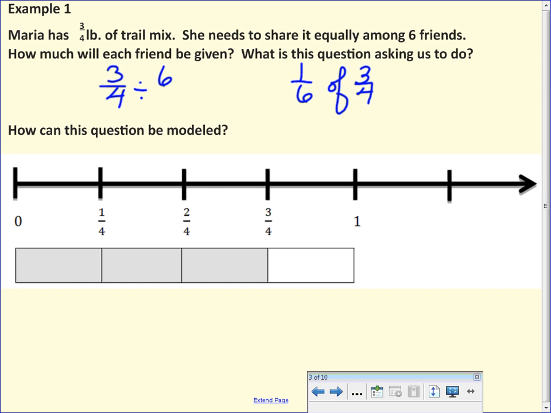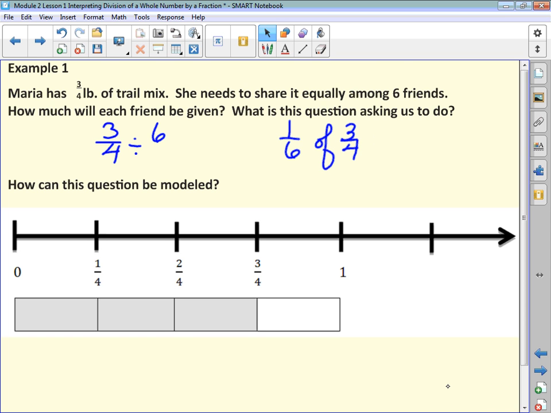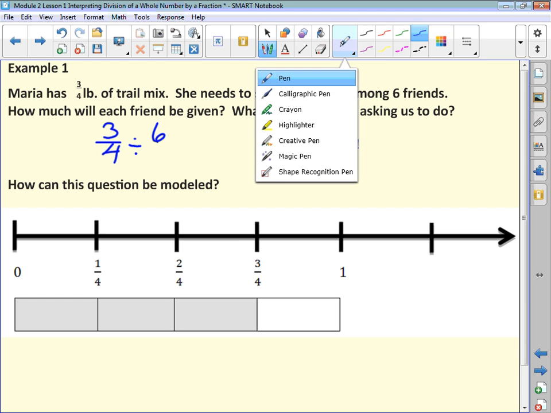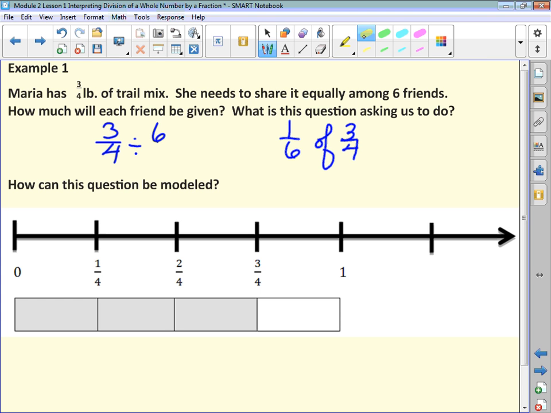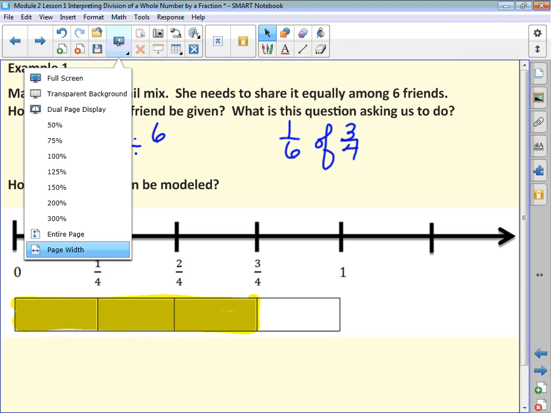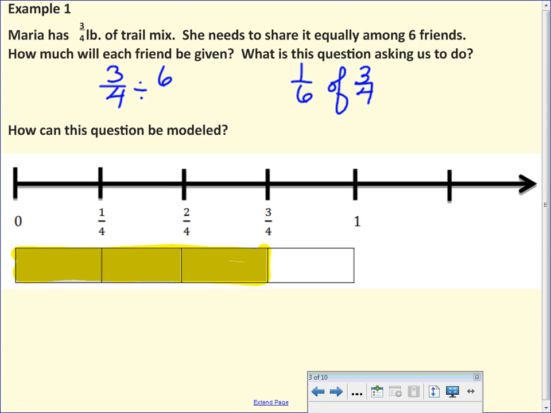We are only going to concentrate on our 3/4. I highly recommend that you use colored pencils for your homework tonight. So here's my 3/4. That's the only part that is getting split up. How much am I splitting it up? 6. So I'm going to take a different color and let's separate it into 6.